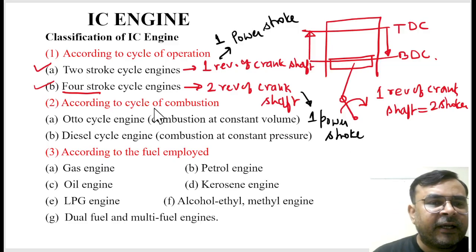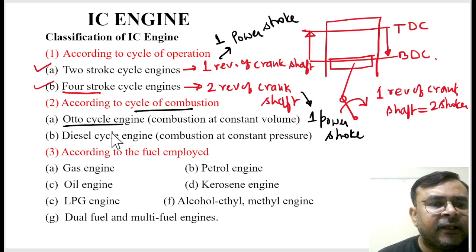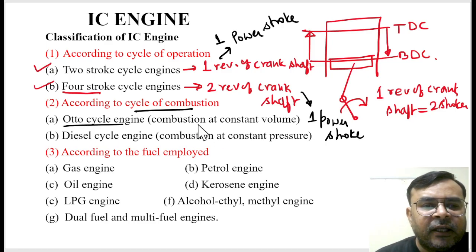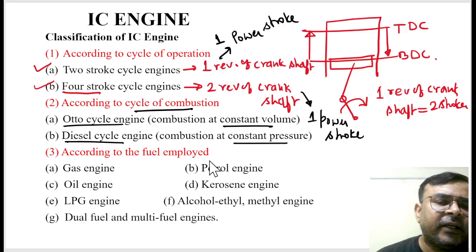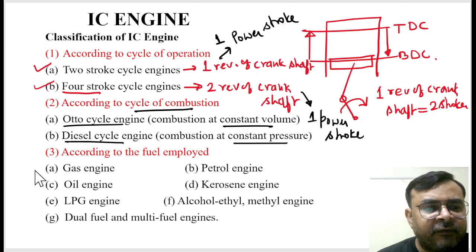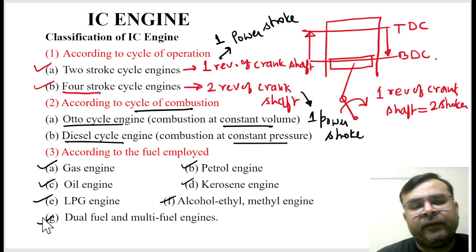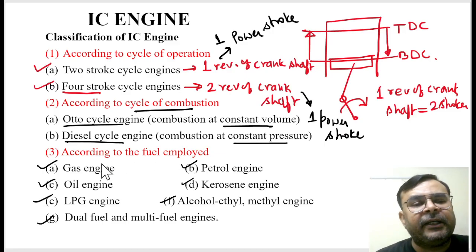Correct? And next, according to the cycle of combustion, the IC engine may be an Otto cycle engine, which is also called combustion at constant volume, and a diesel engine means combustion at constant pressure. And this I will explain in a later class. Okay. Next, according to the fuel employed, obviously we have gasoline, gas engine, oil engine, petrol engine, kerosene engine, alcohol, ethanol, methanol engine, LPG engine, dual fuel or multi-fuel engine, and even hydrogen fuel engines. So according to fuel, we have multiple types of engines.